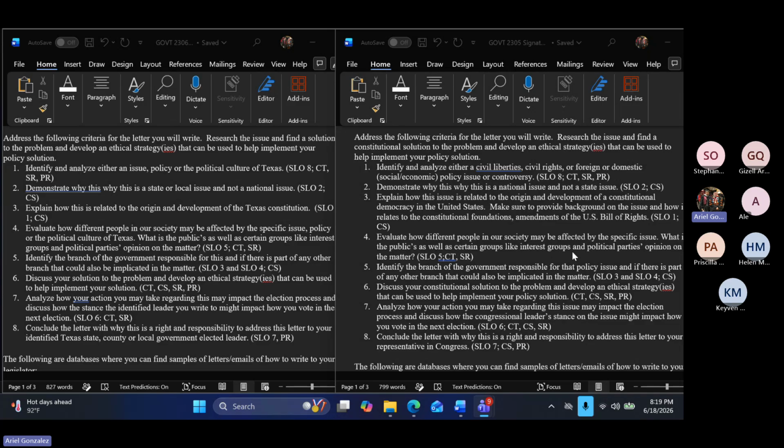Again, so you see how it's pretty much the same thing, right? Evaluate how different people in our society may be affected by the specific issue. What are the public's, as well as certain groups like interest groups and political parties', opinions on the matter?